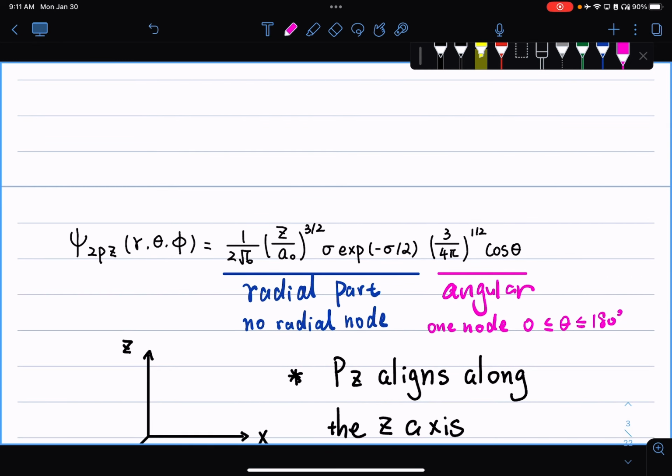So what I want you to do is, if I gave you a wave function, it might look complicated, but can you work out how many nodes there are by just looking at the wave function?